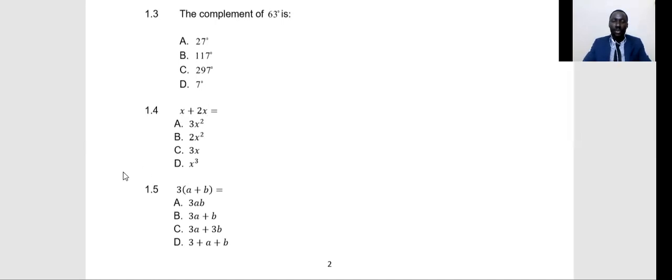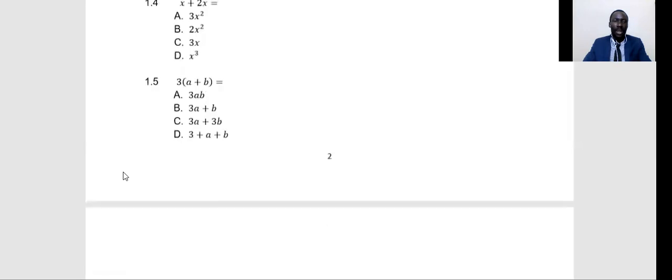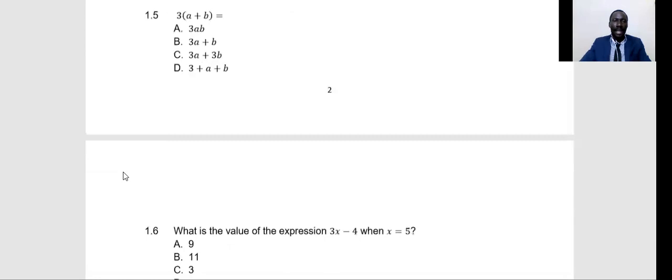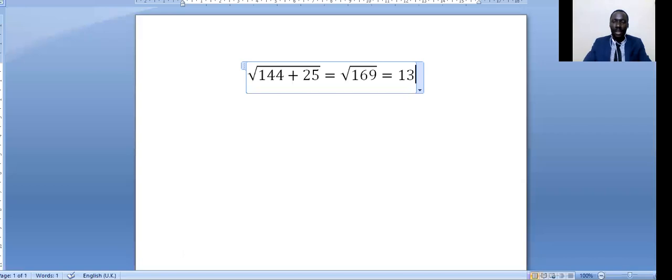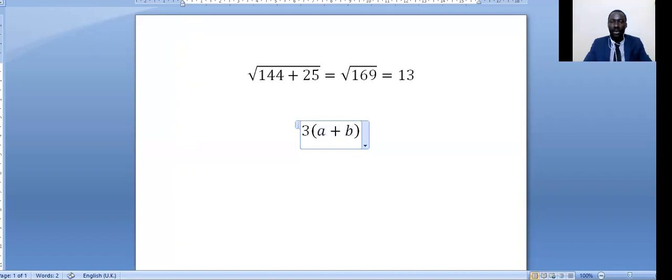Then the next question is question 1.5. Now question 1.5 is asking us to find the solution to 3 into A plus B. So what would be the solution to that? Well, let's see how it's going to be expanded right here. So we have got 3 into A plus B. Well, suppose that this is what we have. Now, what is the answer going to be? How do we handle this?